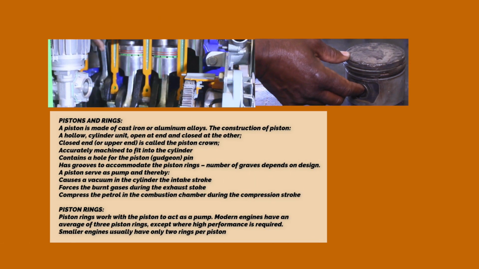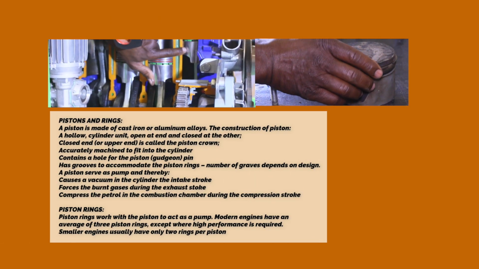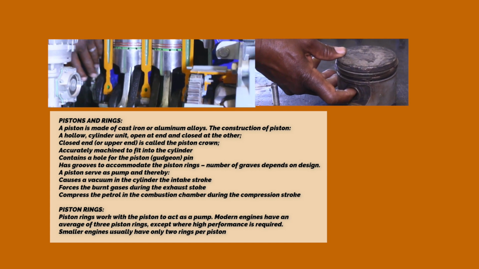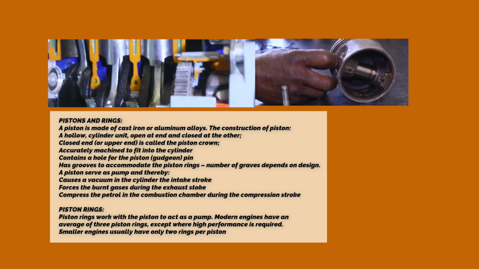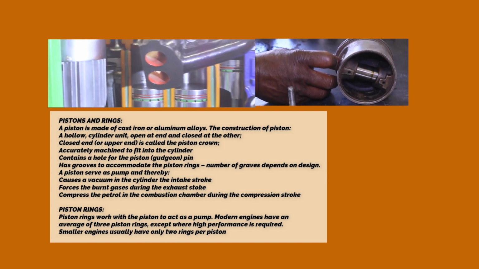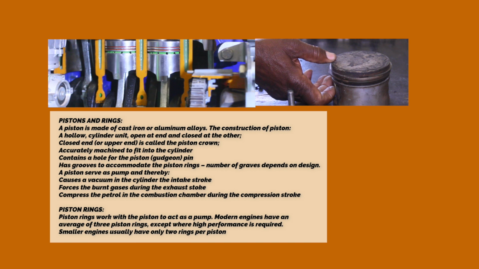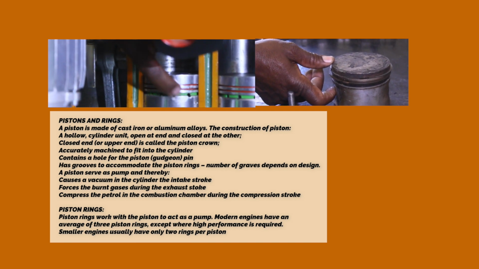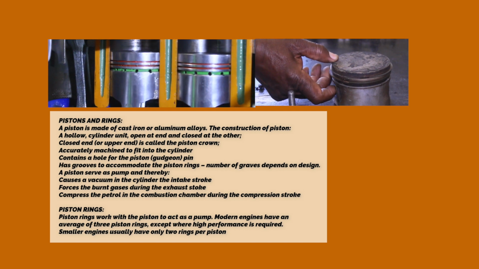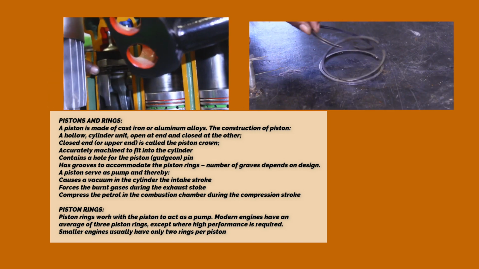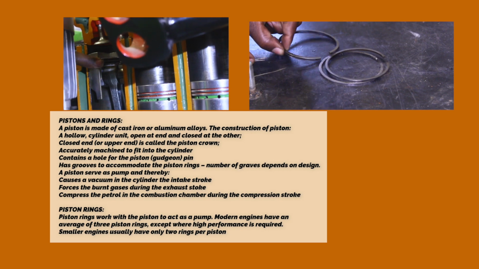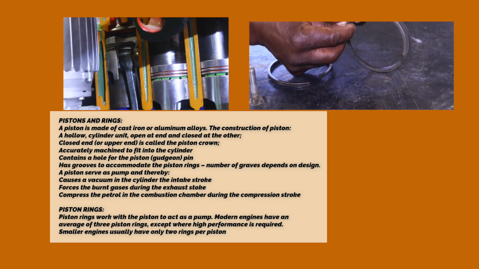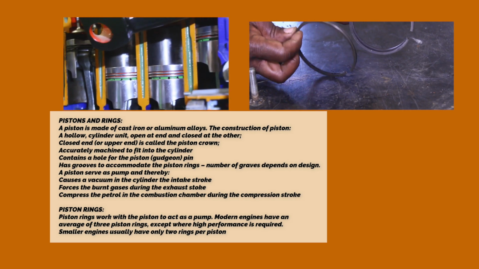Pistons and rings. A piston is made of cast iron or aluminium alloys. The construction of piston: a hollow cylinder unit open at one end and closed at the other. Closed end or upper end is called the piston crown, accurately machined to fit into the cylinder. Contains a hole for the piston or gudgeon pin. Has grooves to accommodate the piston rings. Number of grooves depends on design.